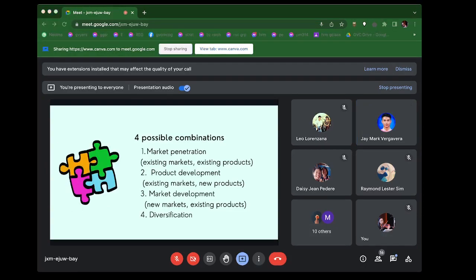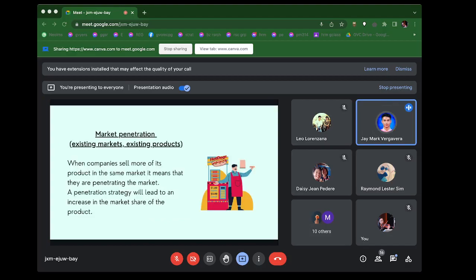When companies sell more of their products in the same market, it means that they are penetrating in the market. A penetration strategy will lead to an increase in the market share of the product. This is because additional sale in an existing market is likely to come by taking the competitor's share or making the company's existing customers buy more of the product by way of promoting or advertising.